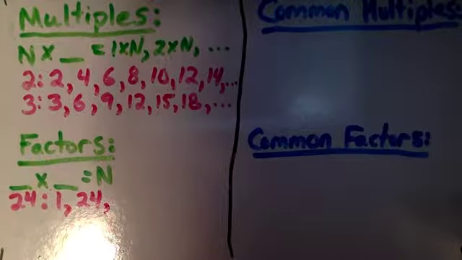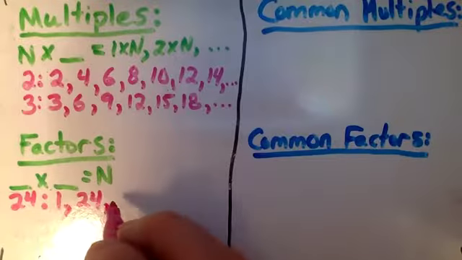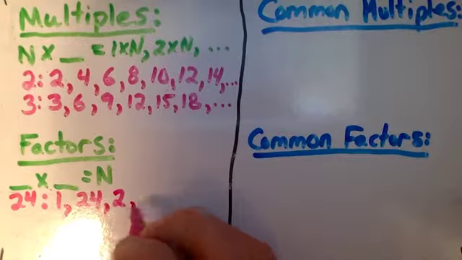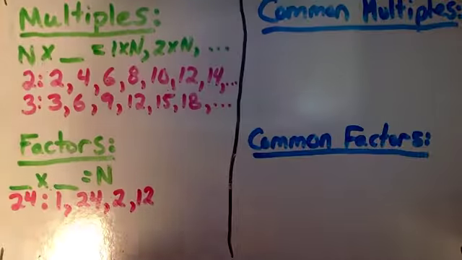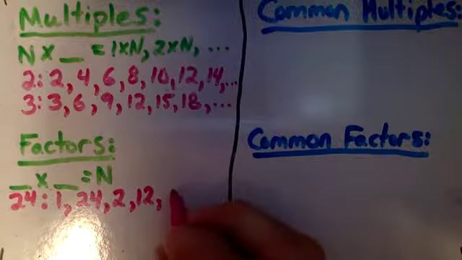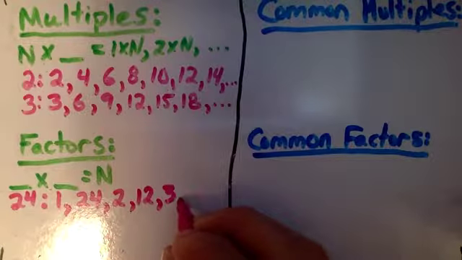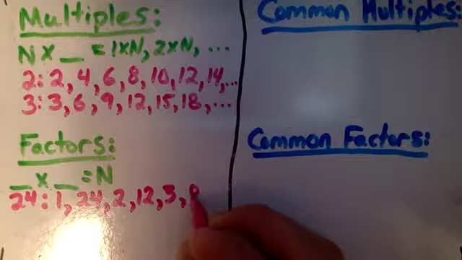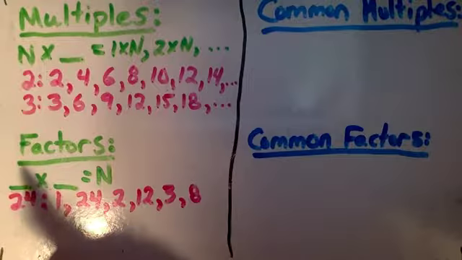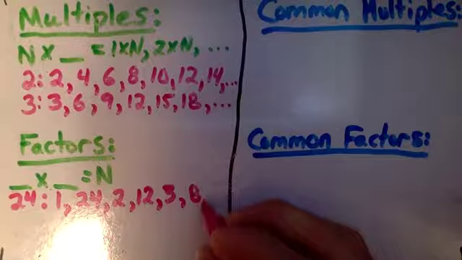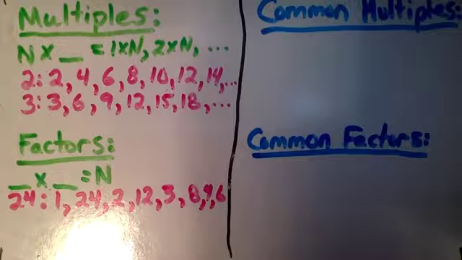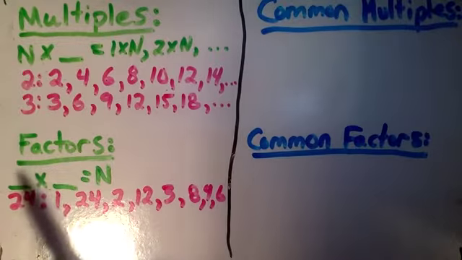Now, there are a lot of other numbers that can be used. 2 is also a factor of 24, because if you times 2 times 12, that will give you 24. So 2 and 12 are factors of 24. 3 times 8 is going to give you 24. So 3 and 8 are factors of 24. Keep going. So 4 times 6, 4 and 6 are also factors of 24. Now you can keep on going.